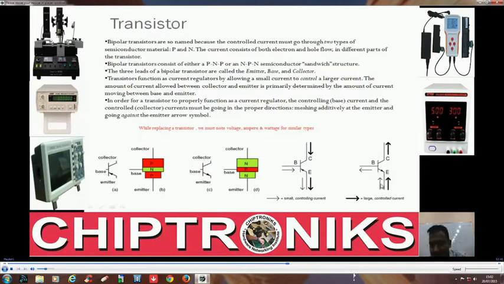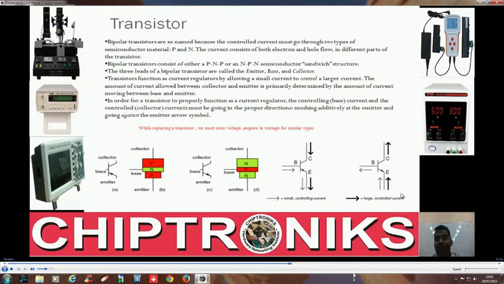This is an NPN transistor. Here the emitter current is also equal to the base current plus the collector current. So the basic working of a transistor is that it acts as a current regulator. A small change in current at the base can lead to a very high change in the current from collector to emitter. It can also be used as a switch.